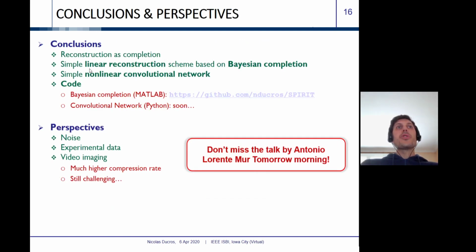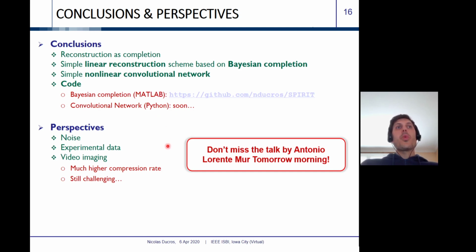Conclusion. In conclusion, we propose to recast the reconstruction problem as a completion problem. We proposed a very simple linear reconstruction based on Bayesian completion. We plugged this linear reconstructor into a nonlinear convolutional neural network, and this seems to work quite well, at least on the images we assessed. We are working on providing some code to the community. We already have Bayesian completion MATLAB code available on GitHub, and we are working on a release of our convolutional neural network, which should be released soon.